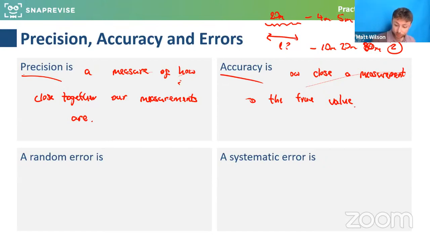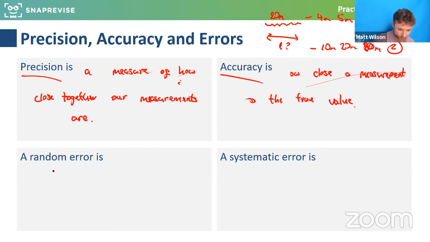The first set of measurements would be more precise. They're all closer together, but they wouldn't necessarily be more accurate. It would actually seem like the second set of results were more accurate. Each of them was actually closer to the real value of 20 meters. So, the second set of measurements here is accurate, and the first set of measurements is precise, and those are different things. Good. Okay. Very nice.